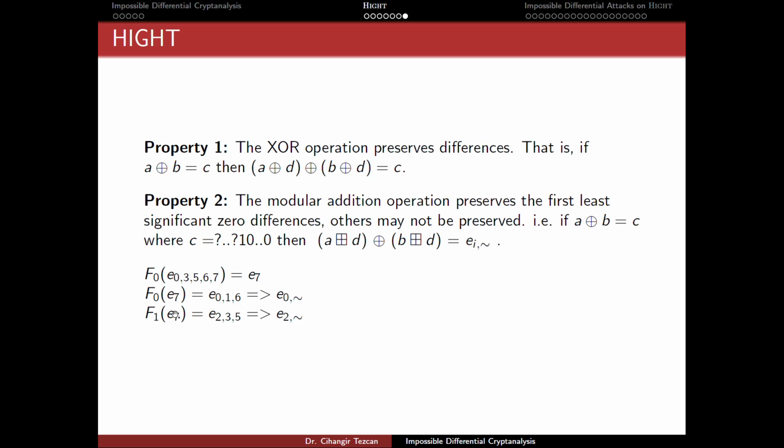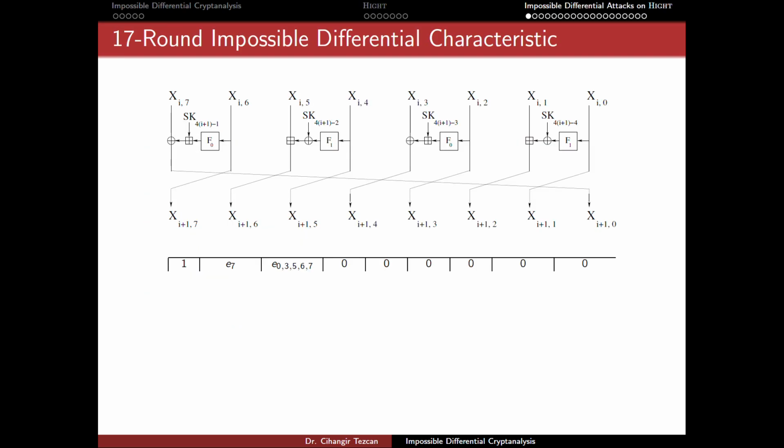And we also observe that if you put E7 to F0, you get E0 tilde. And if you do this for F1, you get E2 tilde. We will see soon why these are important, because in the next step we will be trying to find the longest impossible differential that we can find for this cipher.